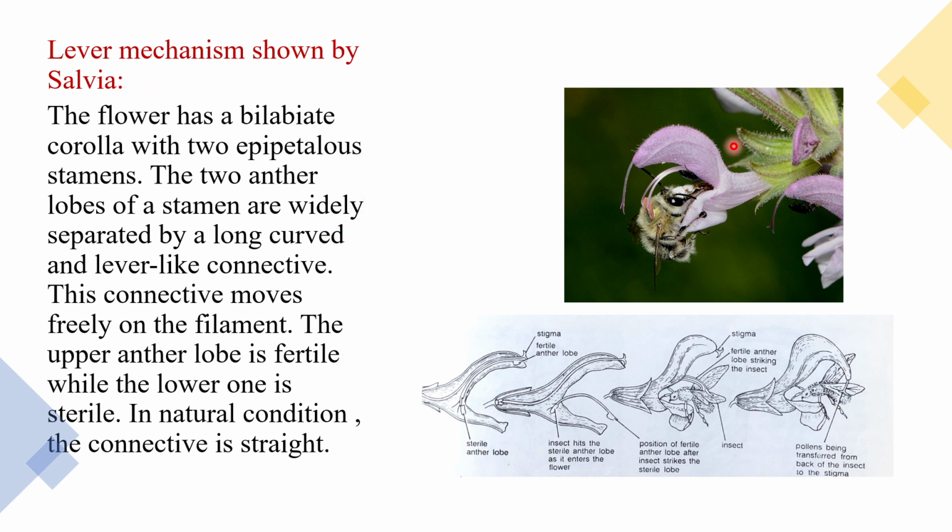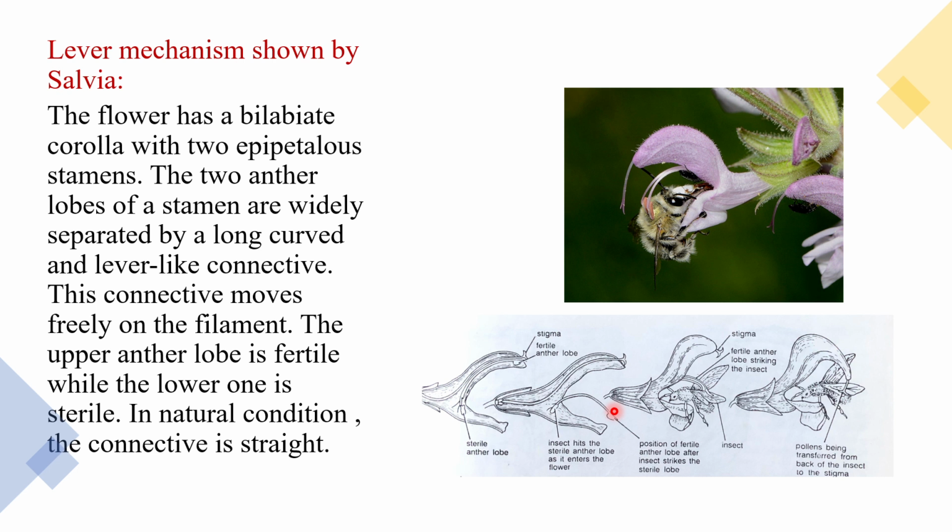Here we see how this is bilabiate. Bilabiate means they have two upper lips and lower lips. And it has epipetalous stamens. Epipetalous stamens means the stamen is connected to the petals. And these are widely separated by a long curved and lever-like connective. This one. This connective moves freely on the filament.